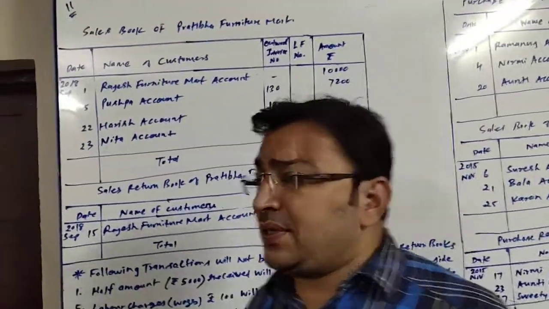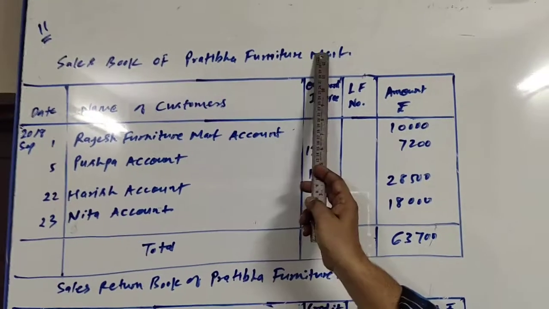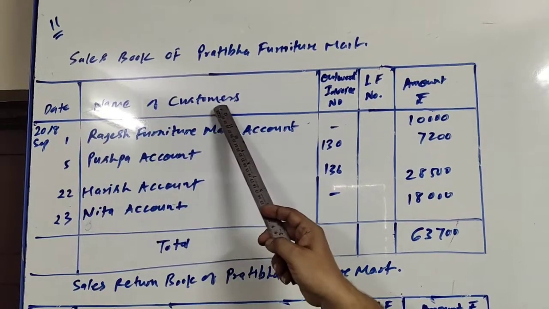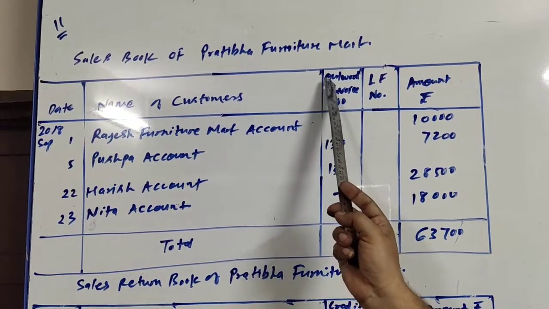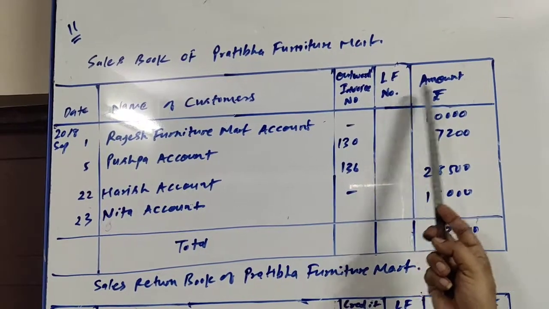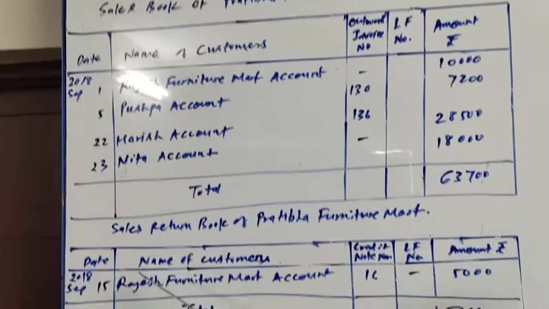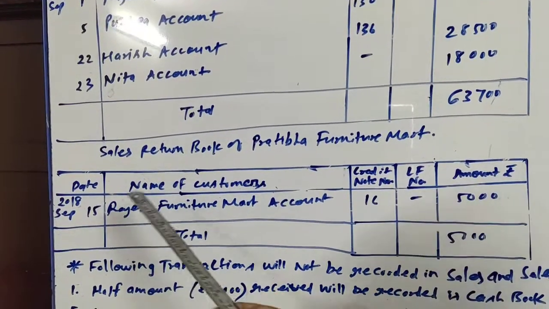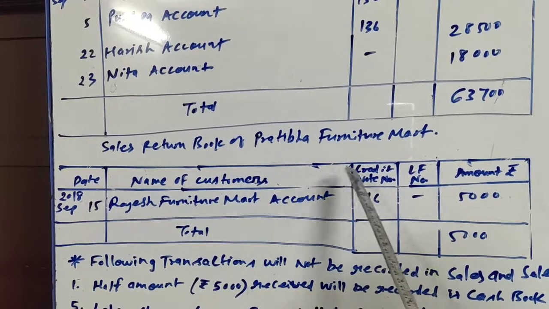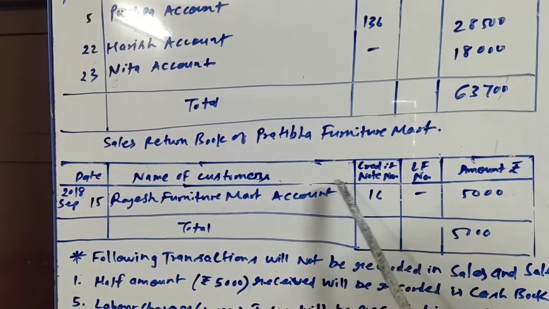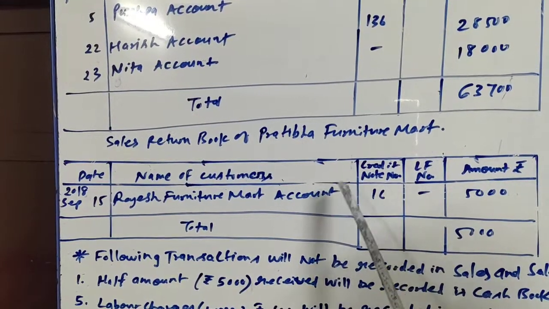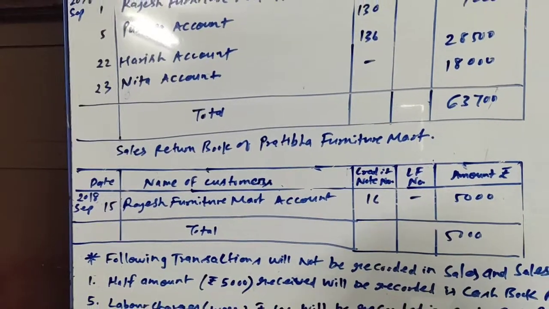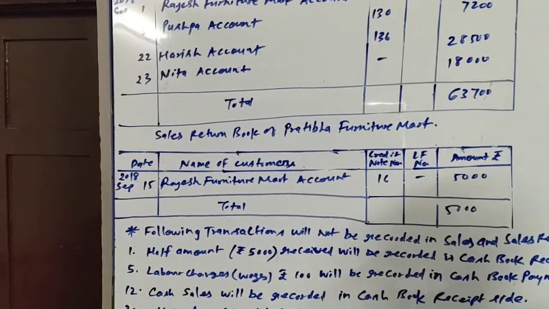Let us see the specimen here. Sales book of Pratibha Furniture Mart, as usual, 5 columns will be there: date, name of customers, outward invoice number, LF number and amount in rupees. And in the other book, the sales return book of Pratibha Furniture Mart, the format will be date, name of customers, credit note number. When goods are returned by customers, we issue them a credit note. So credit note number, LF and amount. Let us see all the transactions one by one.